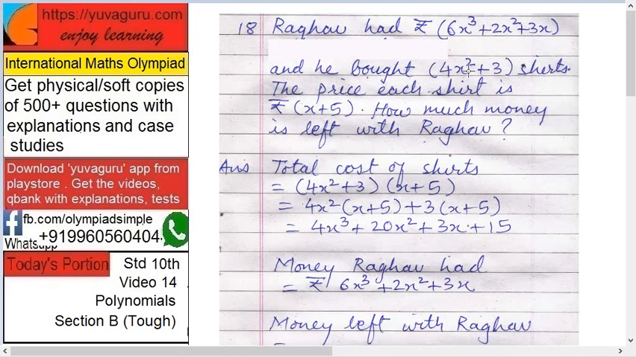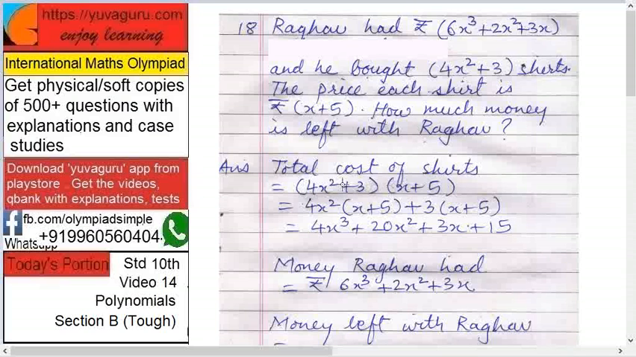Of these two, right? 38 minus 5 into 7. This is what the example is. Okay, so we'll use the same logic over here. Total cost of shirts is what? 4x square plus 3 into x plus 5. Solve this: 4x cube plus 20x square plus 3x plus 15, right?